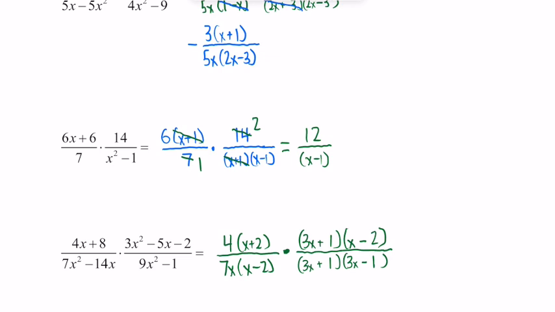Now we can see when we're reducing it, we have a 3x plus 1 in the numerator and denominator. We have an x minus 2 in the numerator and denominator. And it looks like that's all we can do to reduce it. In the numerator, we're left with 4 times x plus 2. In the denominator, we're left with 7x times 3x minus 1.